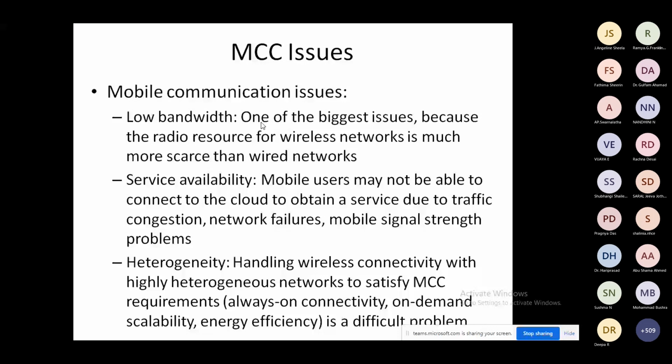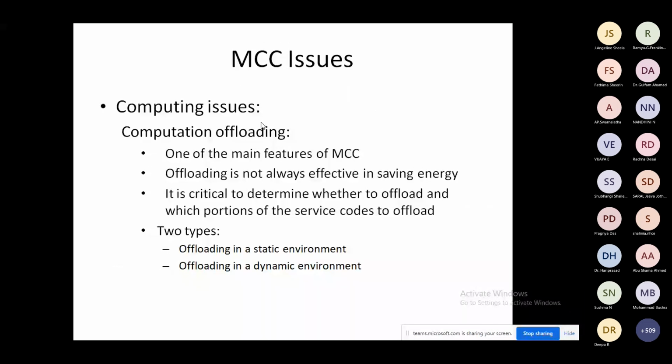Another is computing issues, where computing offloading is one of the main features of mobile cloud computing. Offloading is not always effective in saving energy, and it is critical to determine whether to offload and which portions of the service code to offload. So there are two types of offloading: offloading in a static environment and in a dynamic environment.